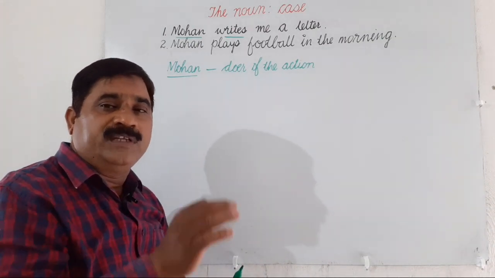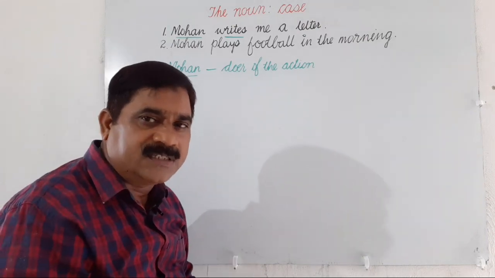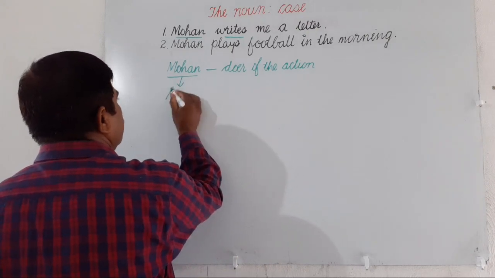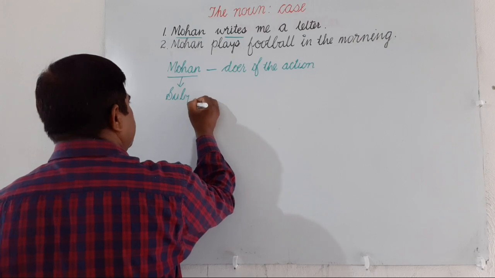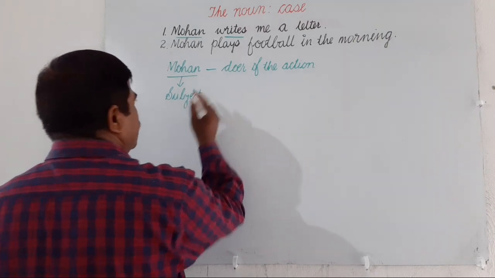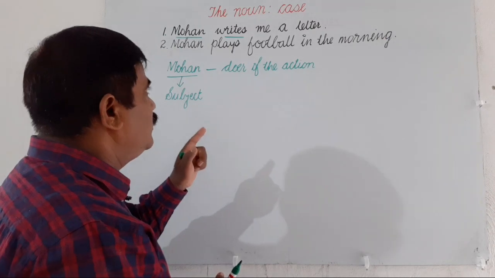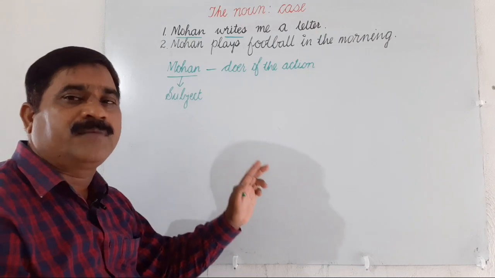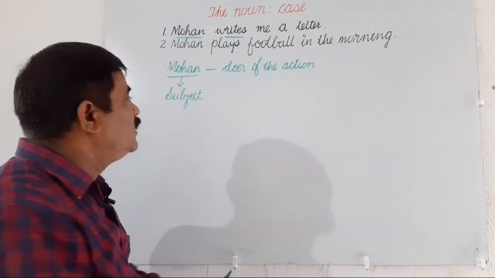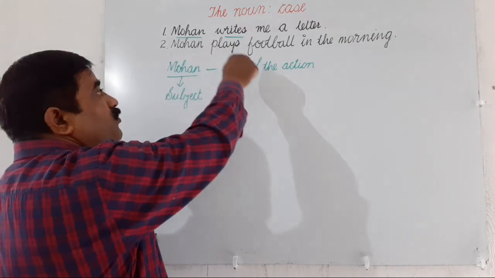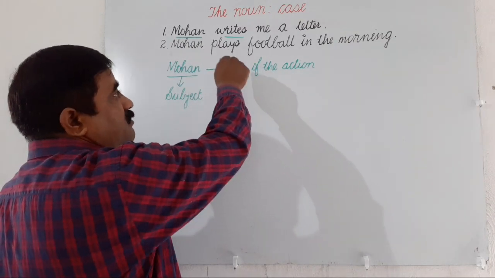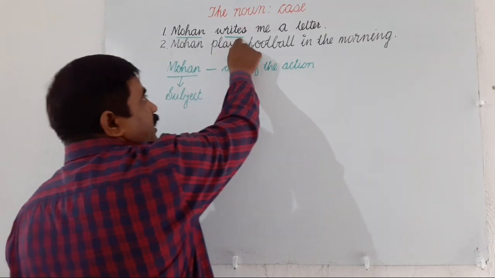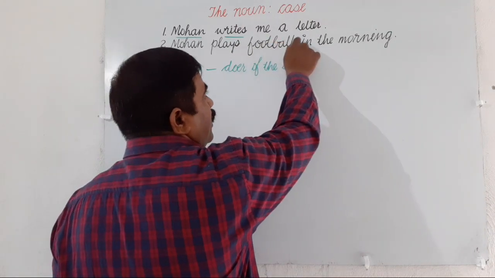The doer of the action in the sentence is called subject. Hence, Mohan is the subject in the sentence. Mohan writes me a letter, and Mohan is a noun as well. Mohan is a proper noun, isn't it? Mohan is the doer of this action, that is writing. So Mohan is the subject. Writes is the verb.